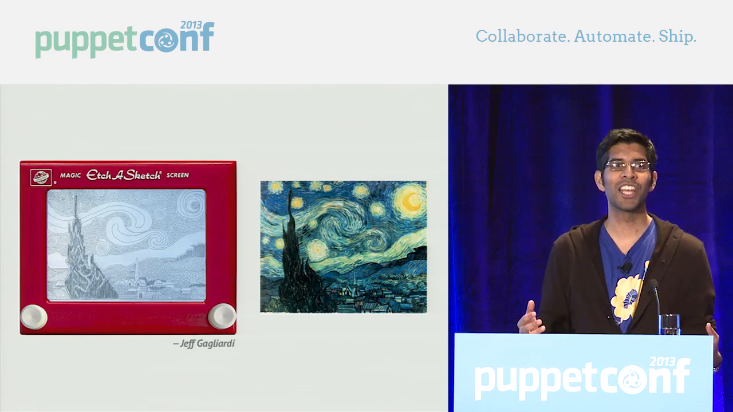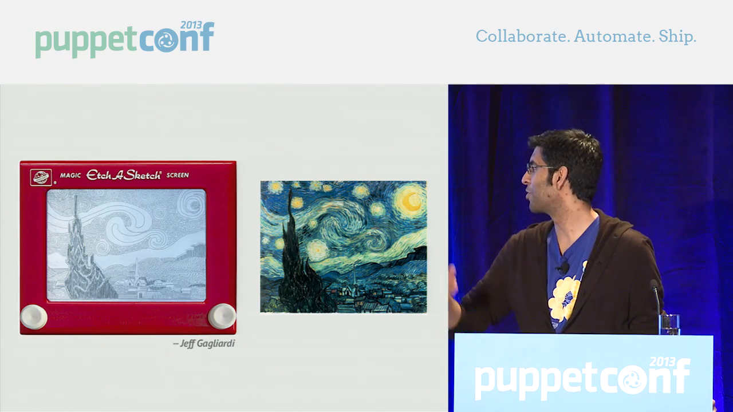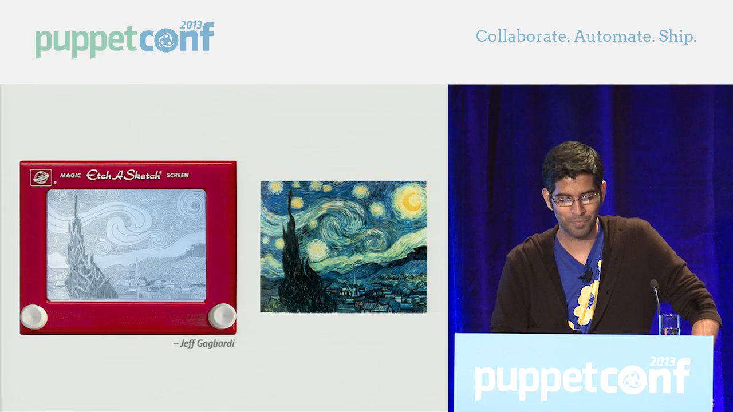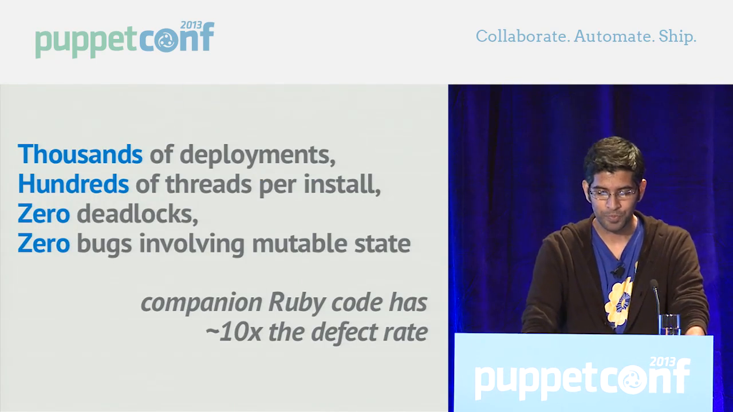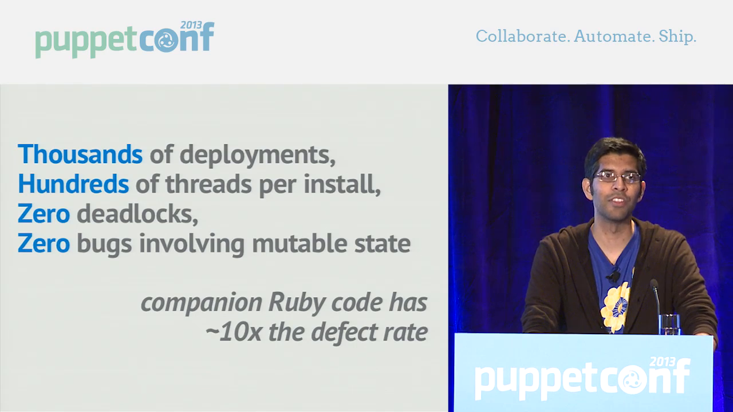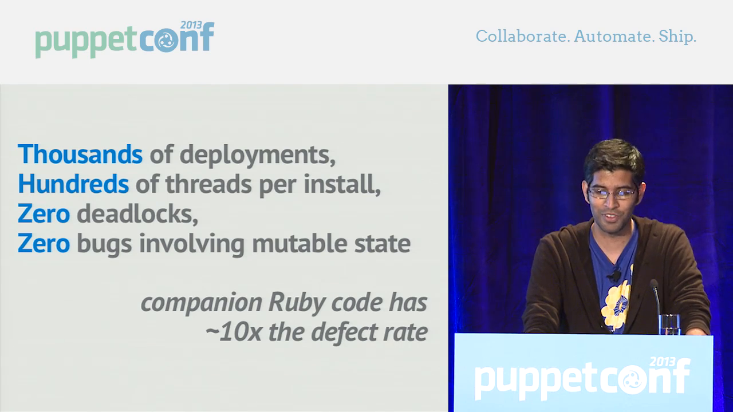And of course, I understand you could write any software in anything else. This guy did a perfectly adequate job of reproducing Starry Night on an Etch-a-Sketch. I just wouldn't do it. So across all the thousands of deployments that we have, there are hundreds of threads going on per installation. And yeah, we've had no deadlocks, no bugs involving any mutable state.